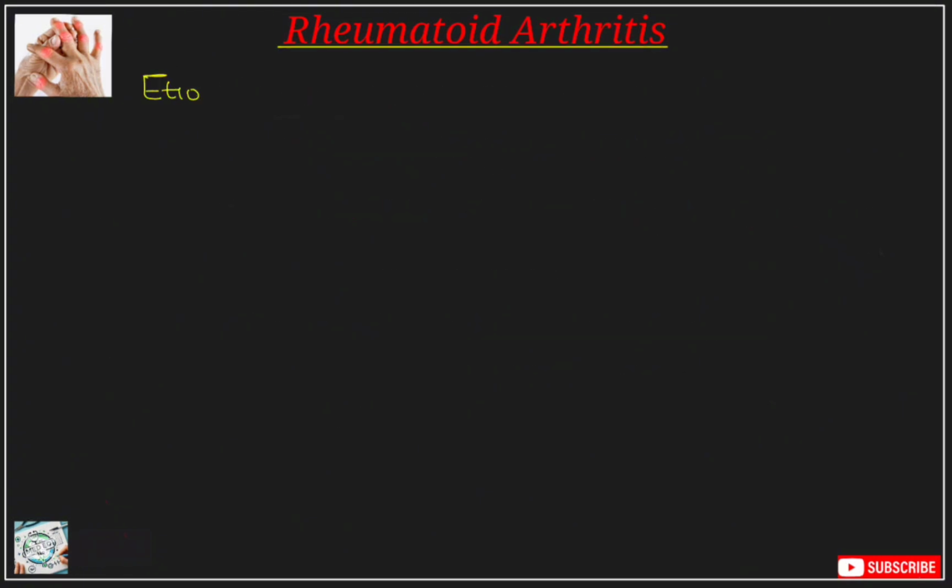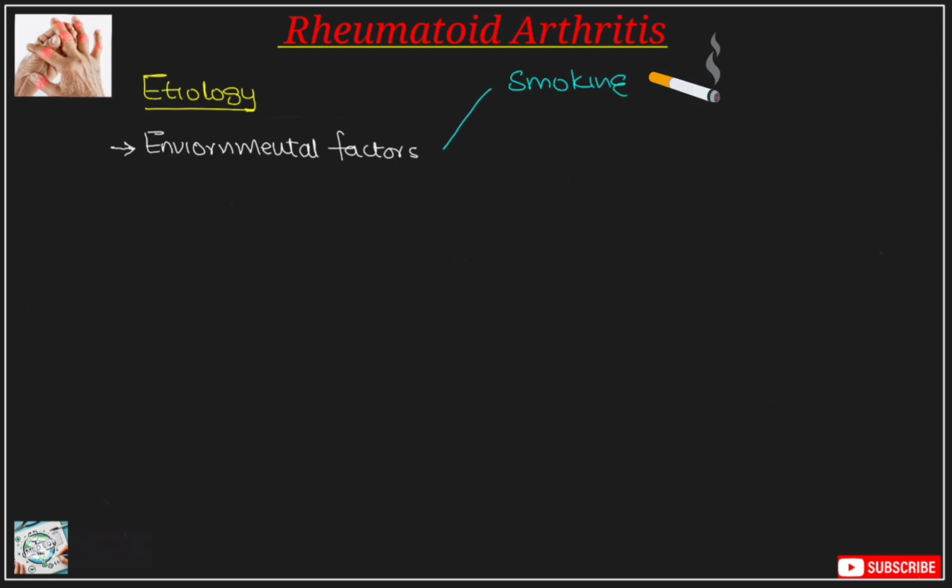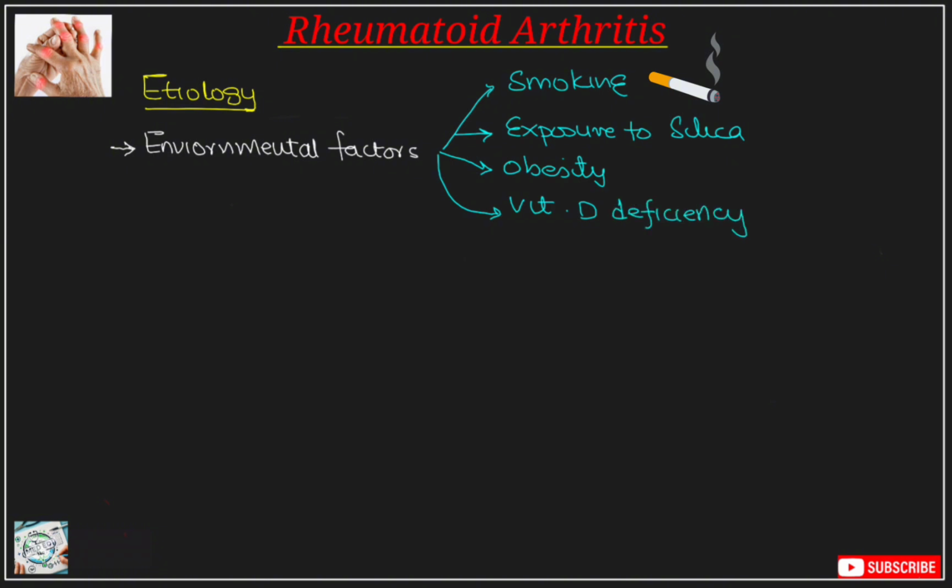Okay, now let's discuss the etiology of rheumatoid arthritis. Increasing evidence suggests that environmental factors play a significant role in the development of RA. Among these, smoking has the strongest association, with a well-established link to increased disease risk. In fact, smoking cessation is the only modifiable risk factor proven to reduce the likelihood of developing RA. Other environmental factors include exposure to silica, obesity, and vitamin D deficiency, all of which have been implicated in RA risk.